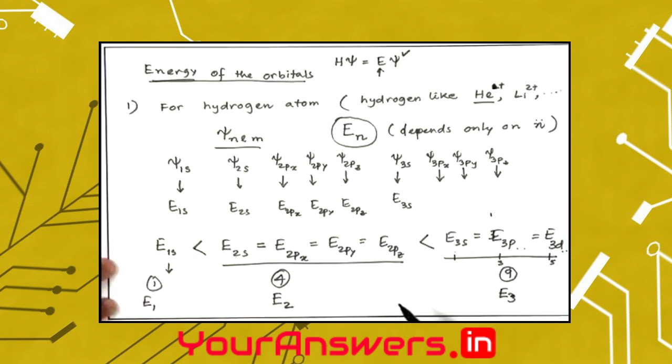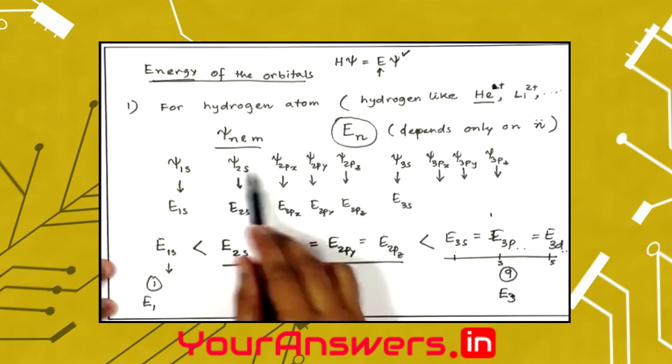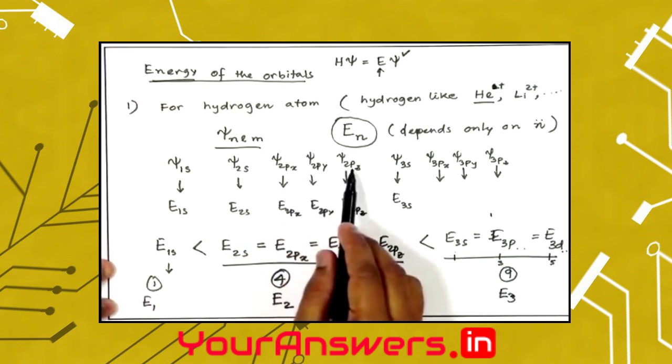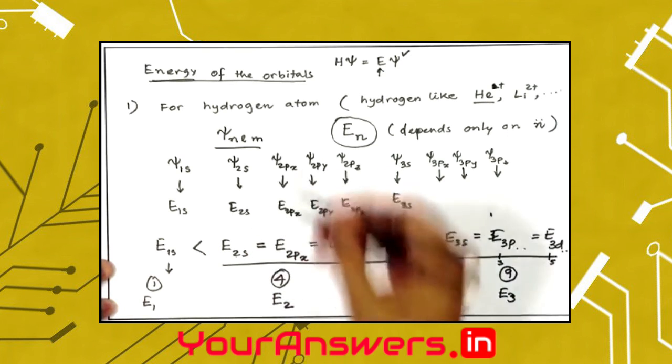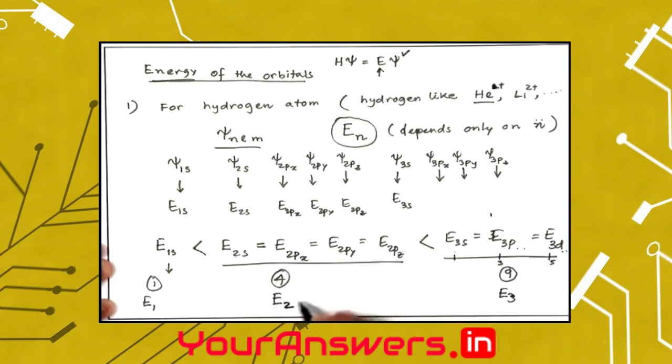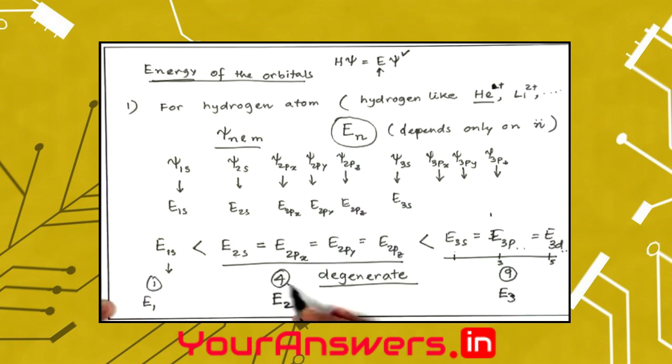When we see that there are more than one wave function, psi 2s, psi 2px, psi 2py, psi 2pz, that is 4 different wave functions, but all of them carry the same energy, we call these energy levels degenerate. That means they have the same energy. And since there are 4 energy levels which have the same energy, we call this situation 4-fold degeneracy, and this situation 9-fold degeneracy.